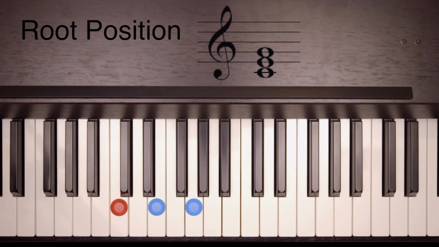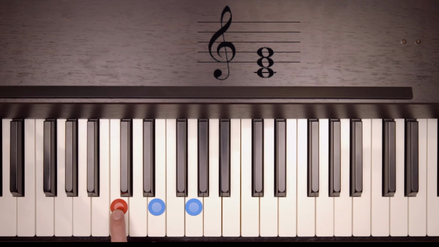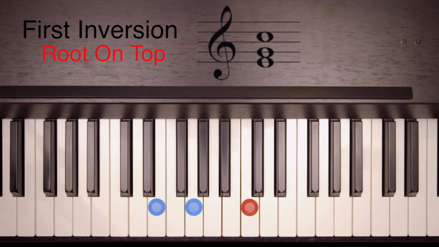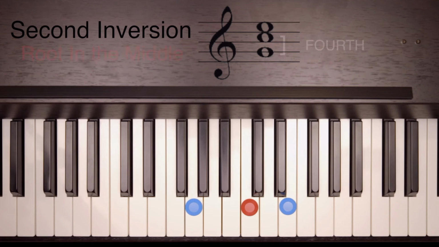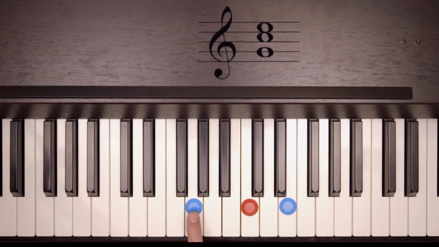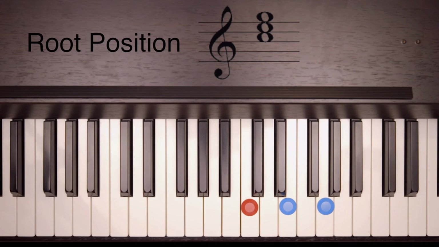Here's root position, root on the bottom, and our snowman is in good health. Move the root up an octave, and here's first inversion, root on top, and the fourth is on top. Our snowman is losing his head. Move the bottom note up again. And here's second inversion. Now our snowman is losing his feet. Move the bottom note up one more time. And our snowman is put back together.